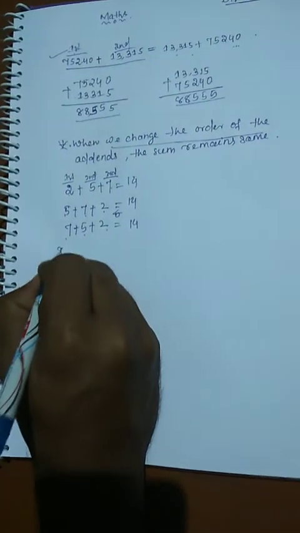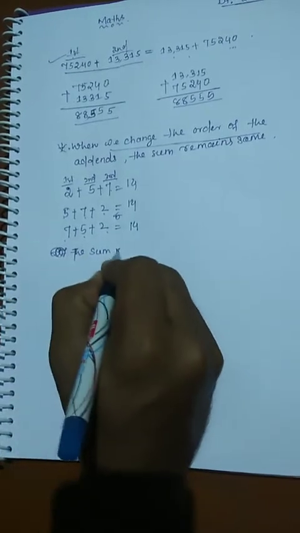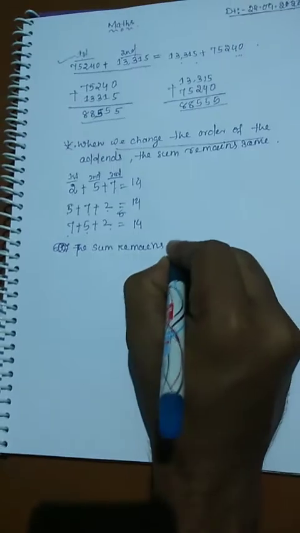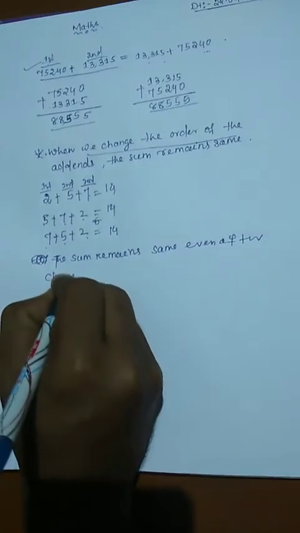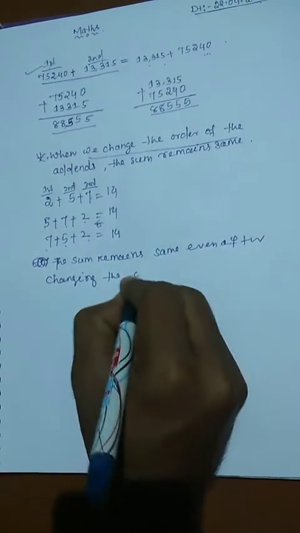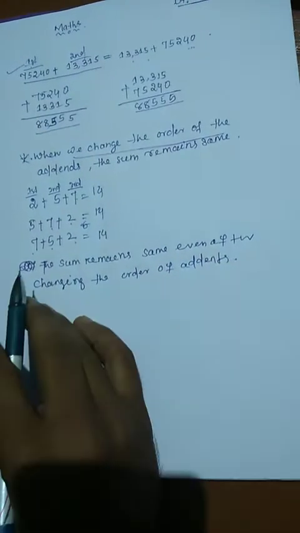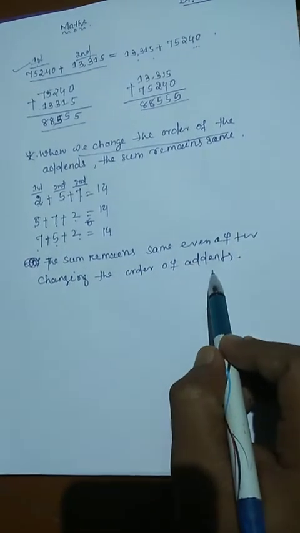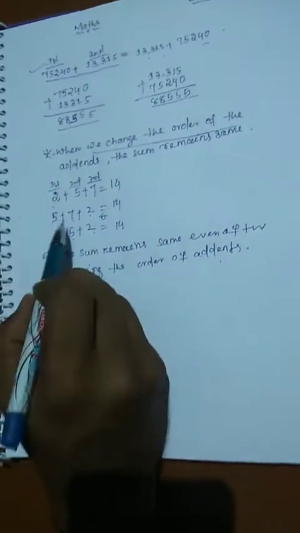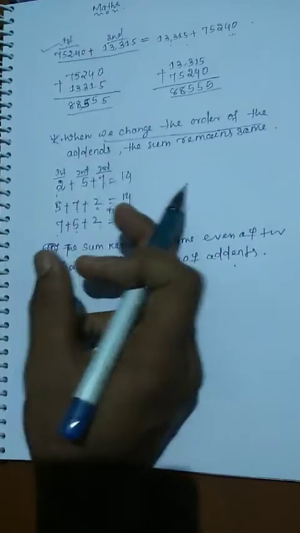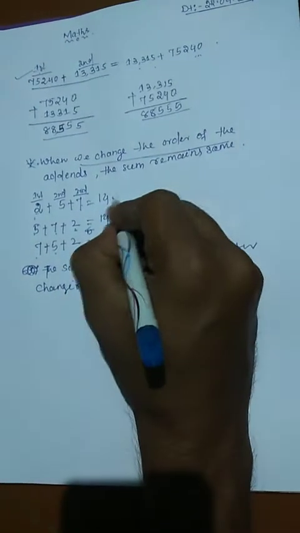It means the sum remains the same even after changing the order of the addends. See, here 2 is the first order, but here 2 is the third order. So if we change the order of each and every place, the sum always remains the same.